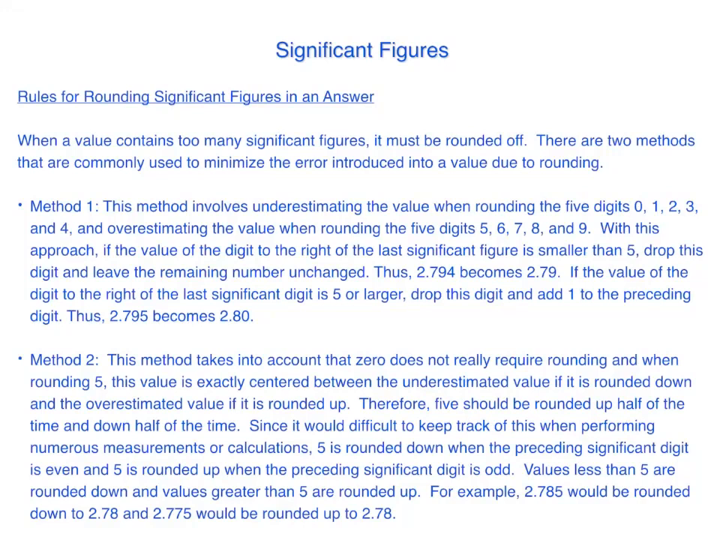So for example, 2.785 would be rounded down to 2.78, and 2.775 would be rounded up to 2.78. So for this semester, I would like you to use method 2 when rounding significant figures in a final answer.